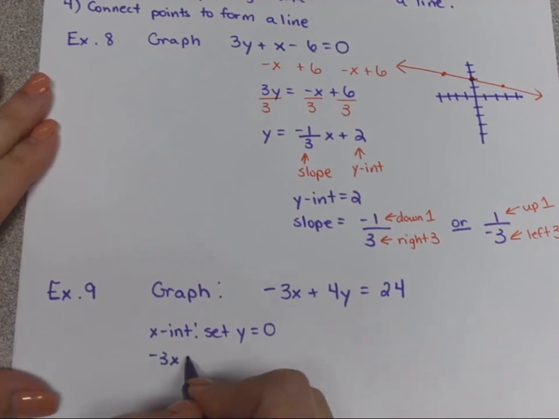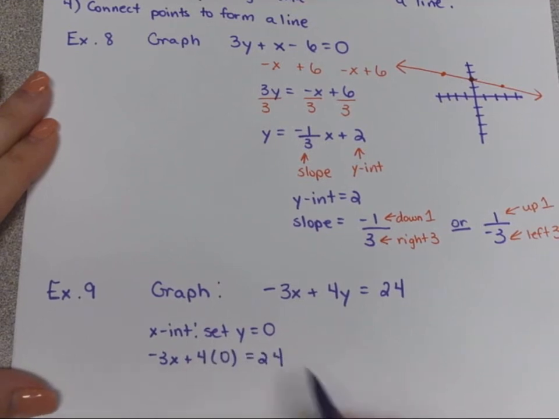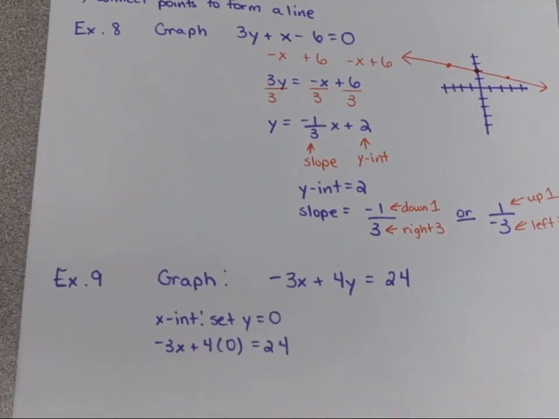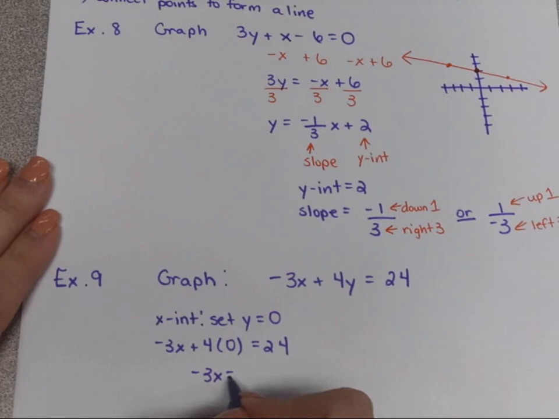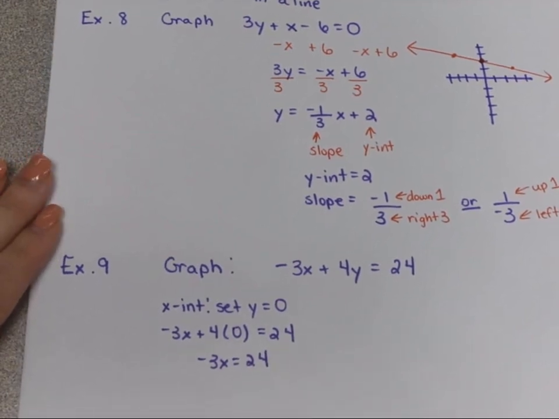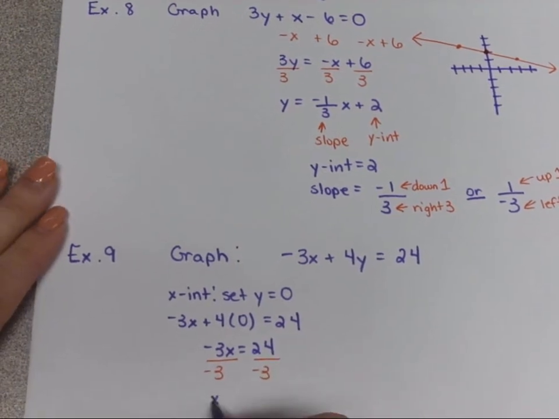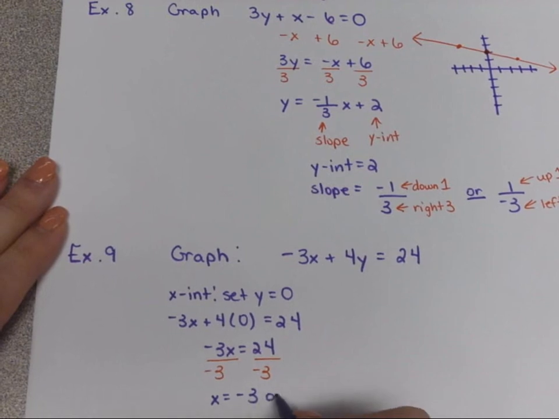So I've got negative 3x plus 4 times 0 equals 24. But what's anything times 0? Just 0, right? So that goes away, and I just end up with negative 3x equals 24. And then what would I do? If I want to know what x is, I need to divide by what? Negative 3. So I end up getting x equals negative 3 here, okay? Or the point negative 3 comma 0.